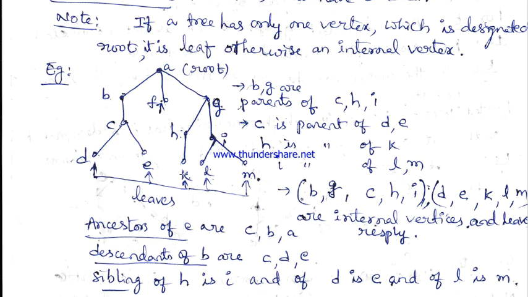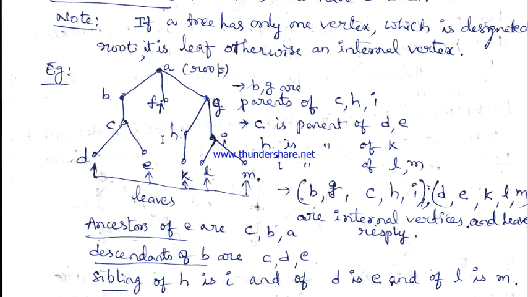We can see the levels of the vertices here. The root vertex is called the vertex at level 0. B, F, G are called level 1 vertices. C, H, I are level 2 vertices. And the vertices at the last line, D, E, K, L, M, are called the vertices at level 3. So the height of the rooted tree is H equal to 3.